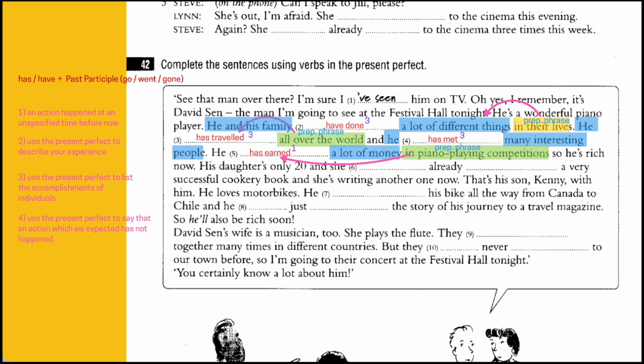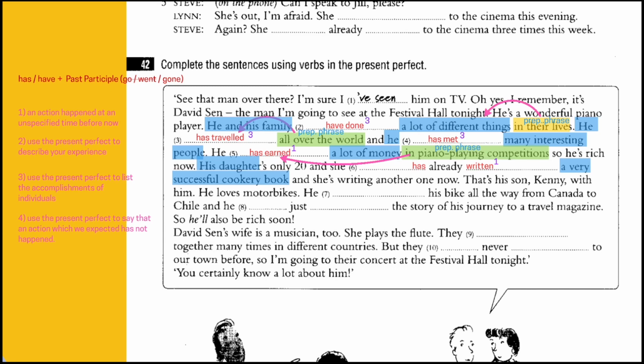Move on to question number six. His daughter is the subject, so we know that we will use the verb has. Has already written a lot of successful cookery books, so has already written. And this action is finished at an unspecific time, so it's also number one. Written what? A very successful cookery book.